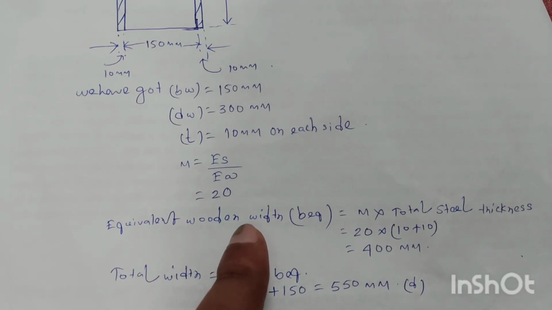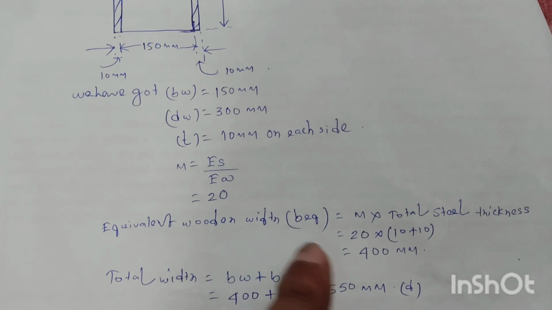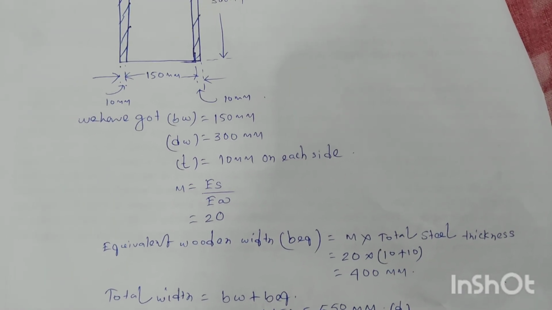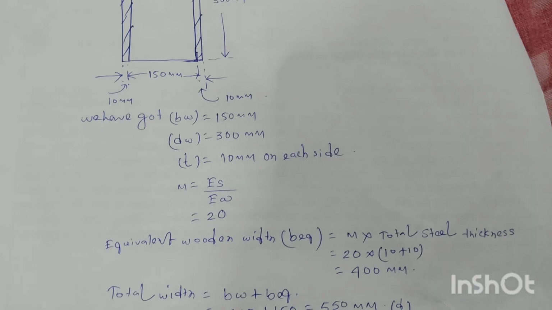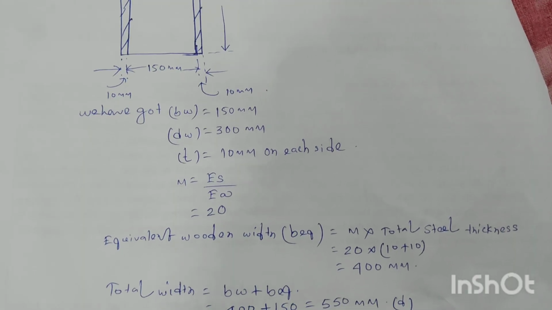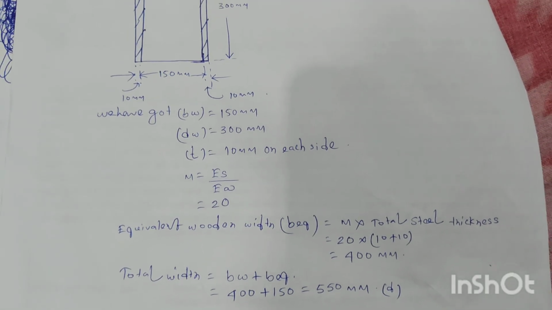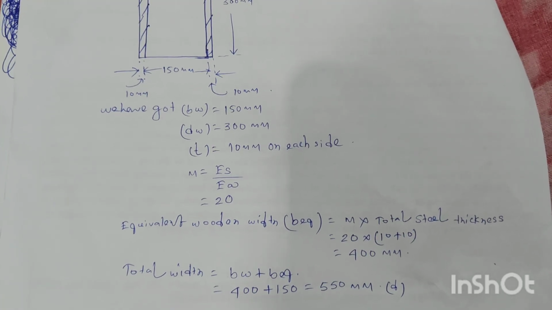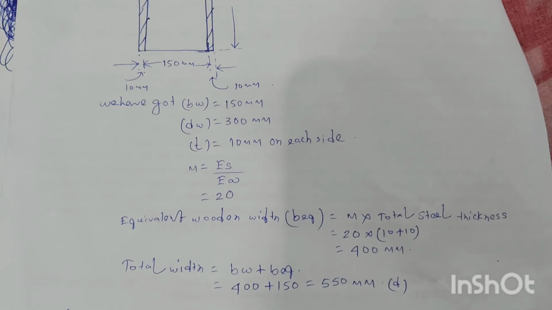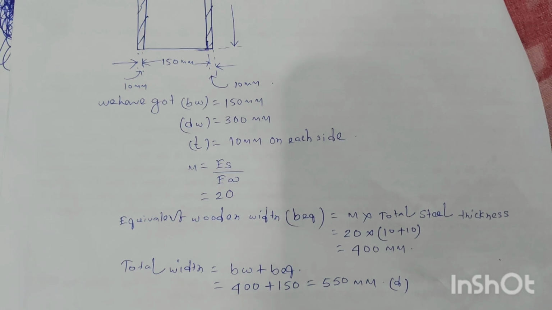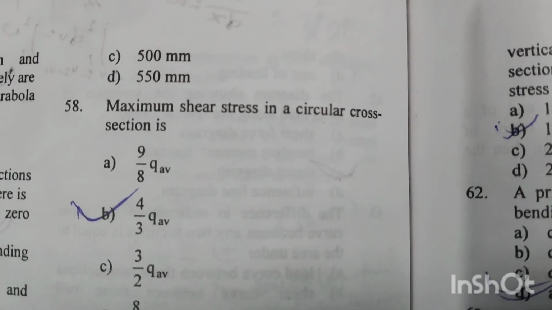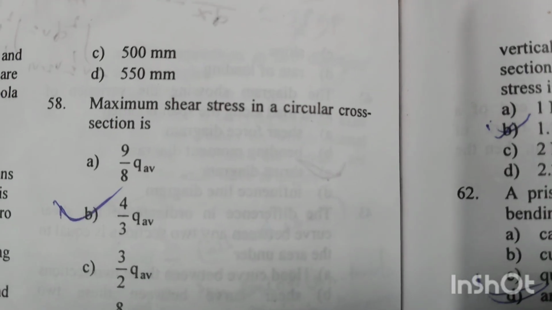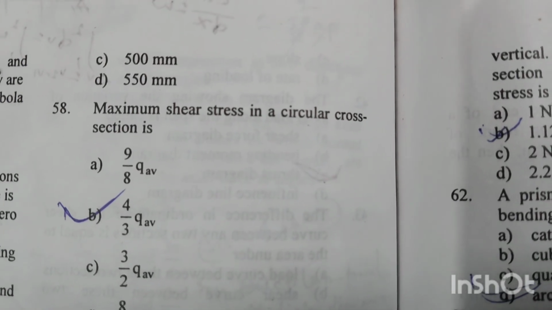Okay, so equivalent wooden width will be M into total steel thickness. So M is equal to 20 and total steel thickness will be 10 plus 10 equal to 20. So equivalent wooden width will be 400 mm. So total width will be 400 plus the width of the wooden joist, that is 150 mm, equal to 550 mm. Option D is the right answer. Number 58. Maximum shear stress in a circular cross section is 4 by 3 tau AV. Option B is the right answer.